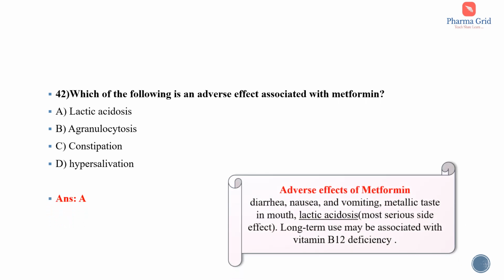Metformin is a biguanide compound used as first-line therapy for the treatment of diabetes mellitus and prevention of diabetic-related microvascular and macrovascular complications. It is also used to treat several other conditions including polycystic ovary syndrome, hyperinsulinemic obesity, and weight gain from antipsychotic therapy. The adverse effects associated with metformin are mainly gastrointestinal, including diarrhea, nausea, and vomiting. Then metallic taste in the mouth. Most serious and rare side effect is lactic acidosis. Then long-term use may be associated with a vitamin B12 deficiency.